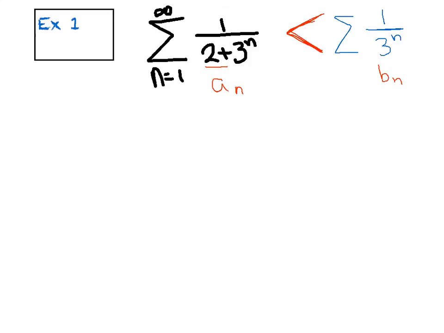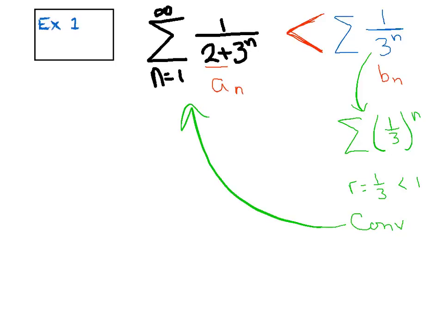So here it goes. What do we know about that first one? Well, it could be rewritten as 1/3 to the nth power. That's equivalent here from blue to green. That means your r value is 1/3. That's smaller than 1. And because your common ratio is smaller than 1, this one converges. And anytime your bigger one converges, we can say with confidence that the smaller series also converges.